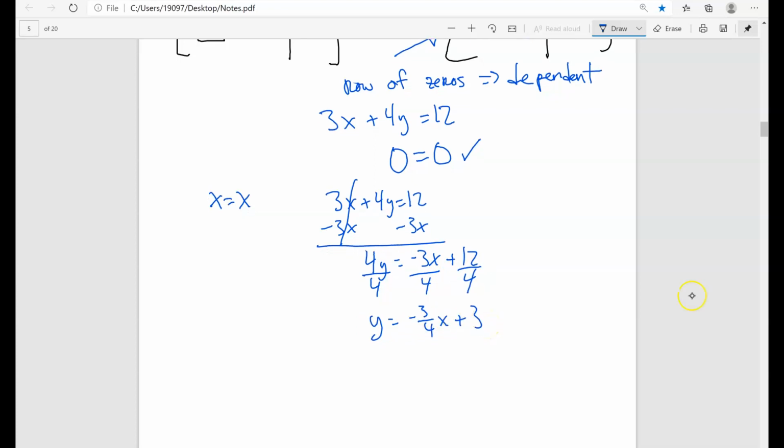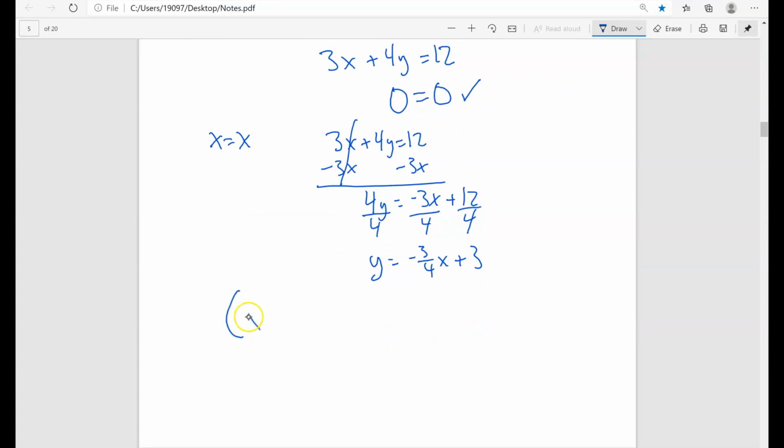So our solution is going to be x, comma, negative 3/4 x plus 3. That's how we're going to write the solution. So infinitely many solutions, what it means, I can plug in any value for x. This is the formula that I can plug in, and I'm always going to get a point that satisfies these equations.